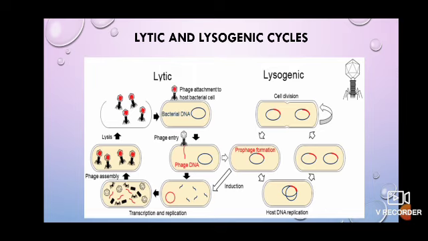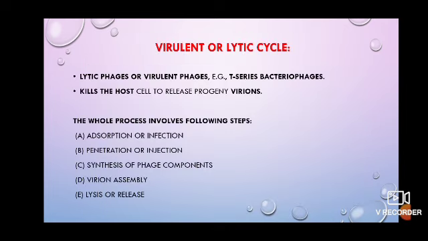Now coming to the life cycles, lytic and lysogenic cycles of the bacteriophage. So first of all, the virulent or lytic cycle. The phages undergoing lytic cycle are called lytic phages or virulent phages. Example, as I told you, T series bacteriophages. In lytic cycle, what happens? A lytic phage infects and kills the host cell to release the progeny virions or the viral particles. The whole process involves the following steps.